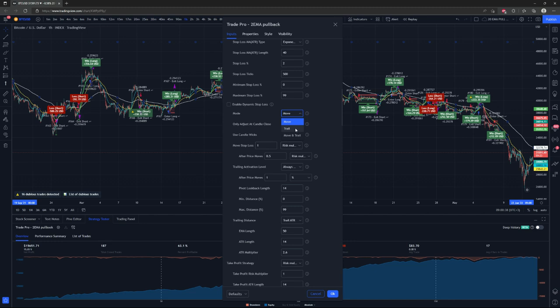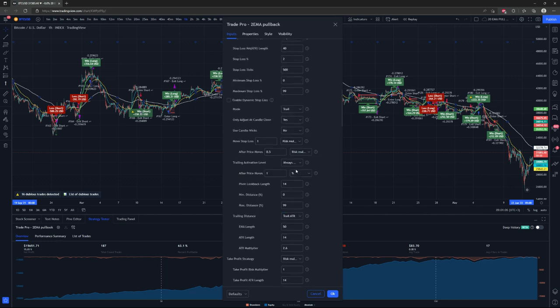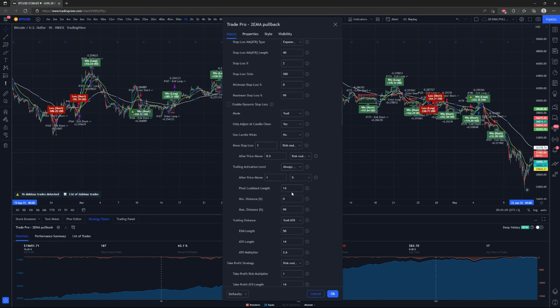You can also have the stop loss trail based on a few different factors. So we can have it start trailing right away, or we can have it start trailing at a certain point after price moves a certain percentage, a certain number of ticks, or a certain risk multiple. And you can even have it trail the stop loss at a certain EMA, a certain ATR multiple, or have it maintain the distance that it originally started at.